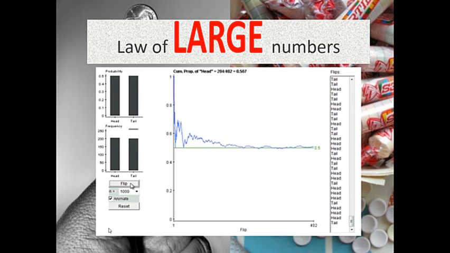This value does not change with each flip because the theoretical probability is based on the model of a fair coin and not on the specific outcomes being observed. As we increase the number of flips, observe that the blue line eventually gets close to the green line.